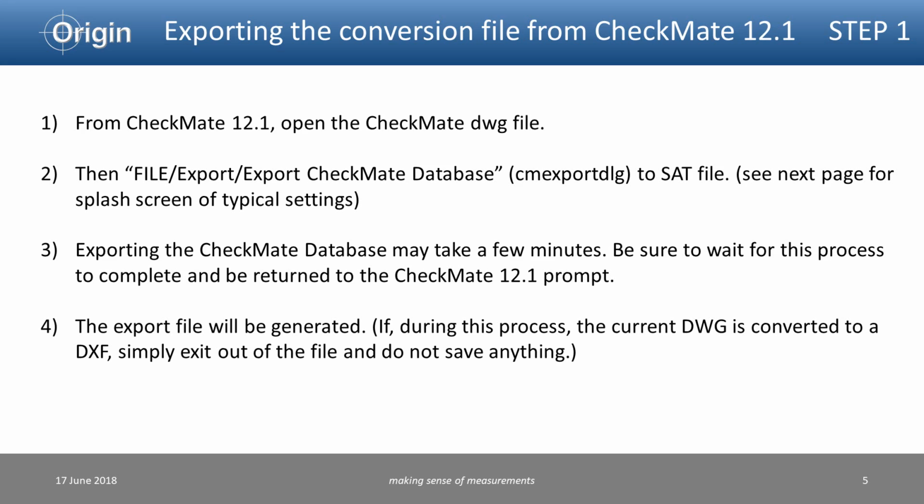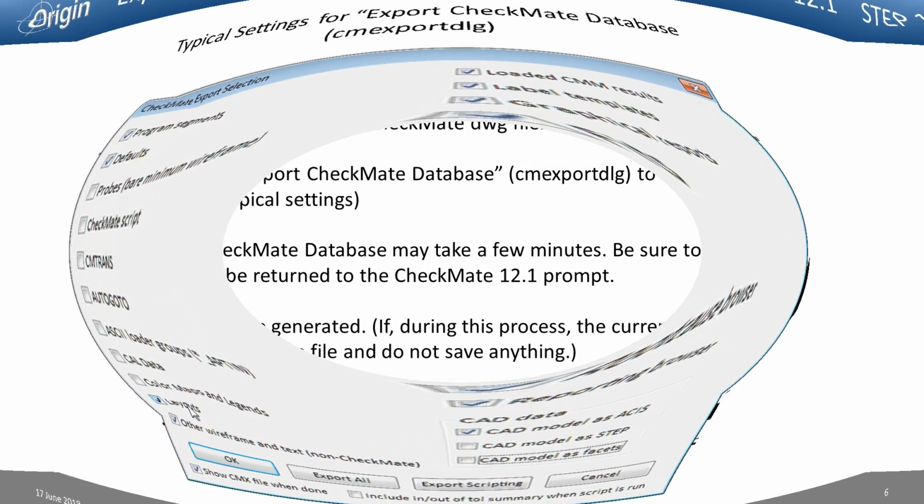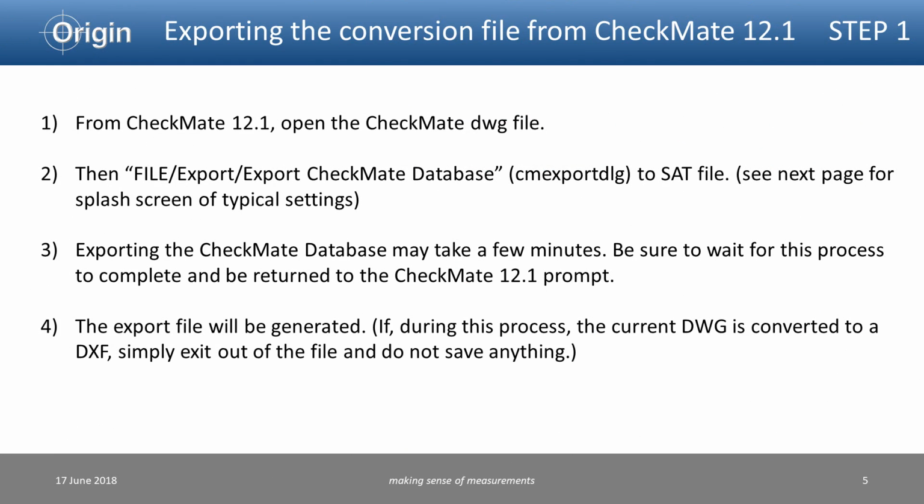So from Checkmate 12.1, we want to open the Checkmate DWG file. Then we want to go File, Export, and export the Checkmate database. On this splash screen, you can see the typical settings for the export. Now, exporting the Checkmate database may take a few minutes, so be sure to wait for this process to complete and be returned to the Checkmate 12.1 command prompt. This will generate the Checkmate 12.1 export file.